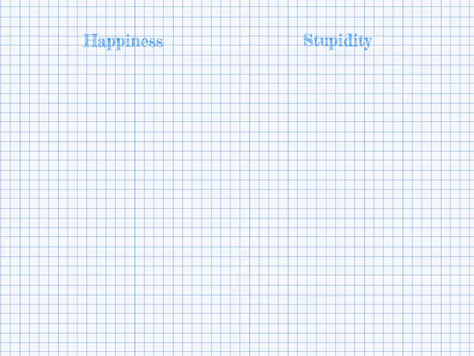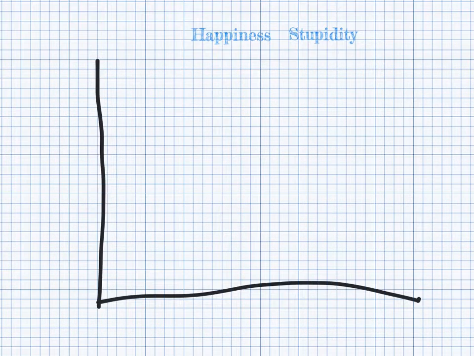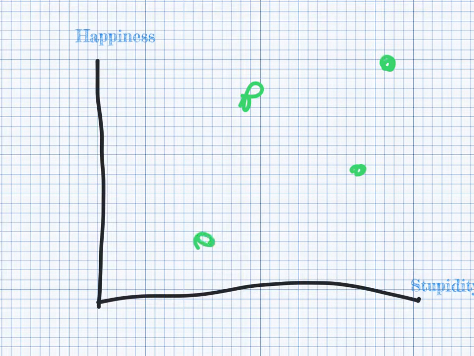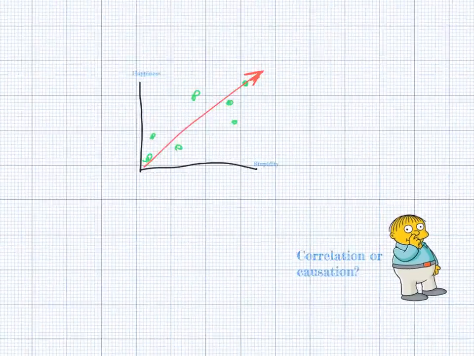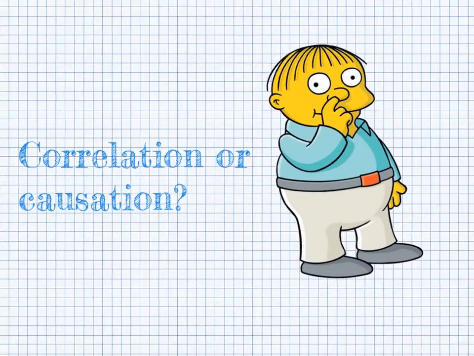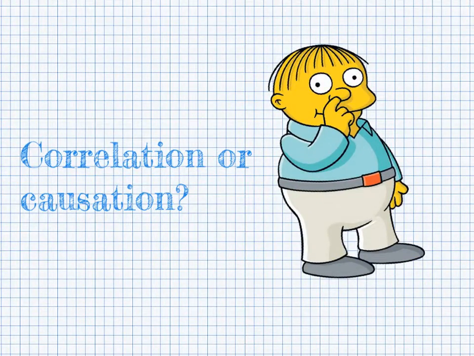The next page. Happiness and stupidity. We're going to chart those two things. So I'm going to have happiness over here and stupidity down here. I've taken a survey and people are telling me that this is how it looks. So from my scale of happiness and stupidity, I can see that there's a straight line going up this way. Now the question is, is it correlation or is it causation? Maybe Ralph Wiggum over here knows.